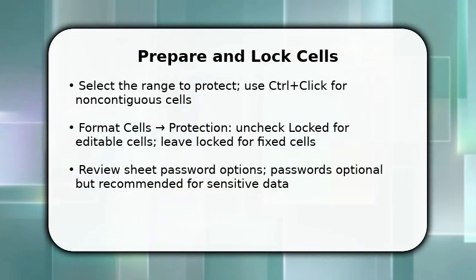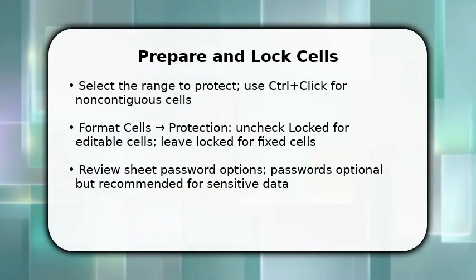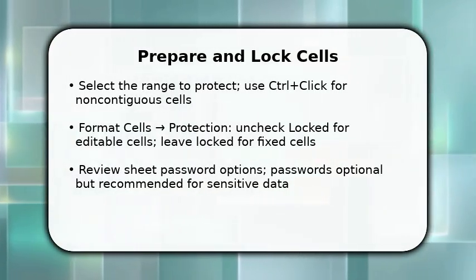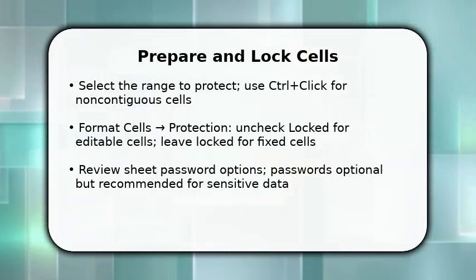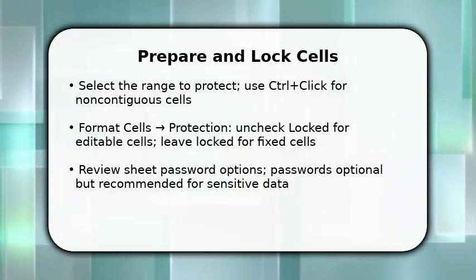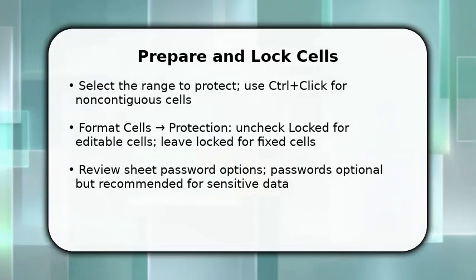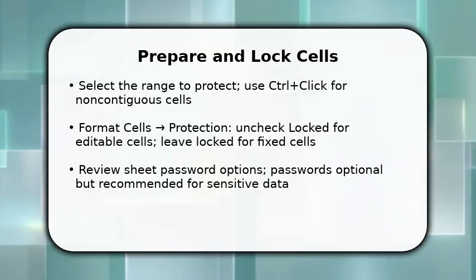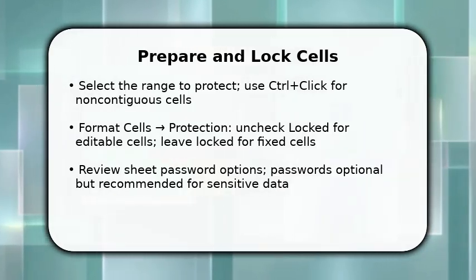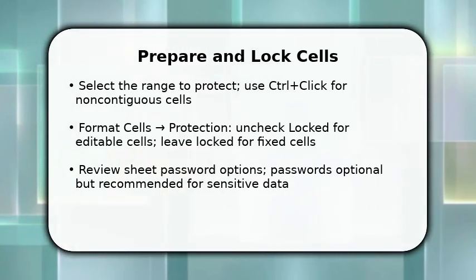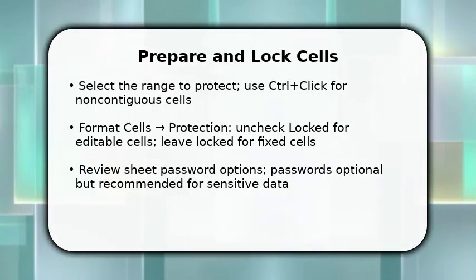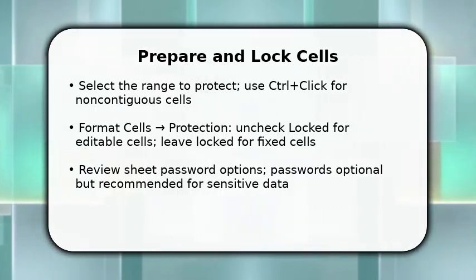You begin by identifying which cells must stay fixed and which users can edit. First, select your editable ranges and open Format Cells, Protection tab, uncheck Lock to allow edits. Next, leave Locked checked for the cells you want fixed so Excel can enforce protection later. Once done, make sure to note any ranges that need different permissions. This step prevents accidental overwrites and prepares the sheet for the protection step that follows.